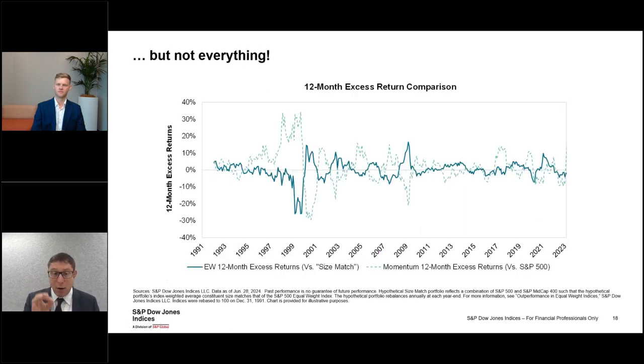So in dark blue solid line, here's the 12-month trailing return of equal weight versus a portfolio that matches its size exposure, but is comprised of S&P 500 plus S&P 500 mid-cap 400. And that's showing you that, yeah, look, it was up to 10% above, 20% below, or more in terms of relative performance. The dotted line is showing you the relative performance of that momentum index I introduced earlier. And that illustrates something quite important.